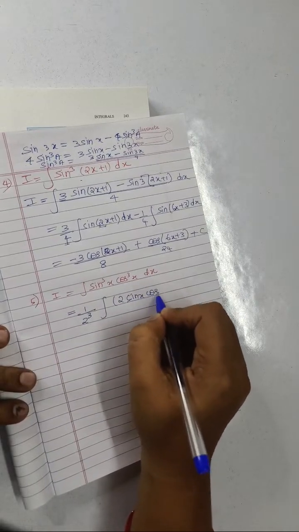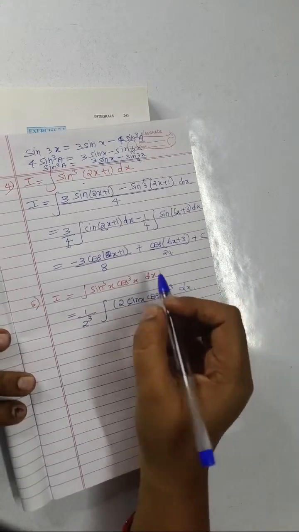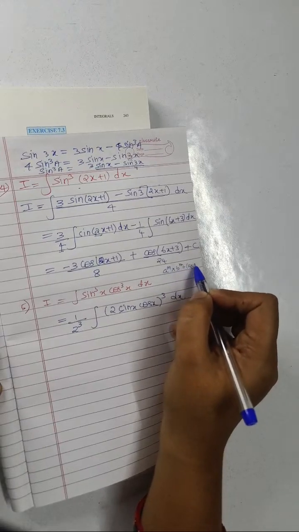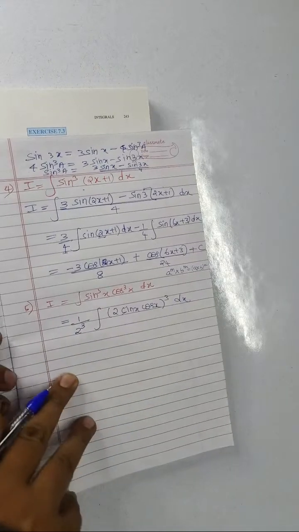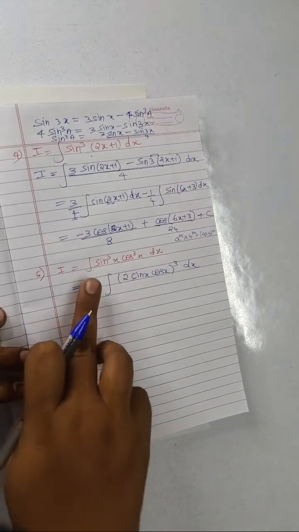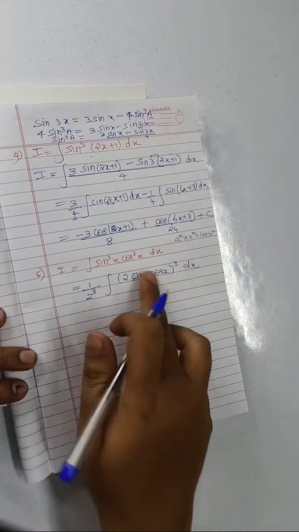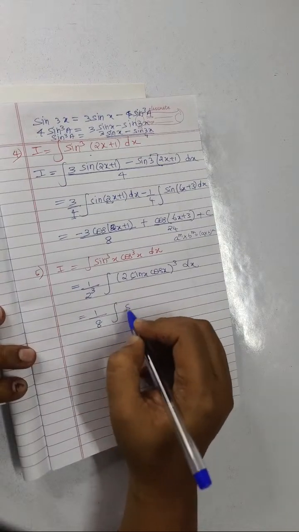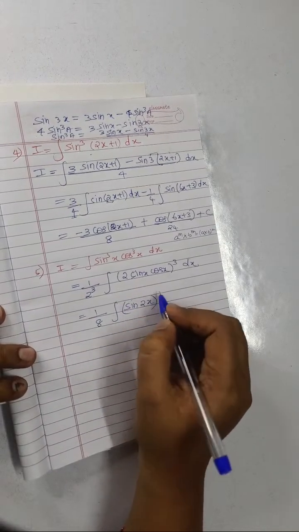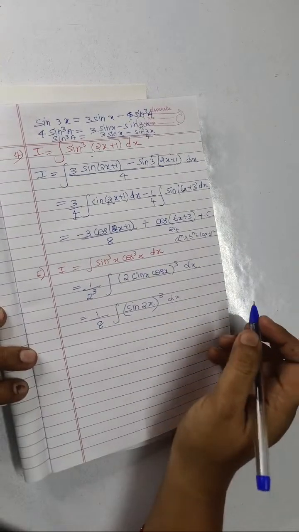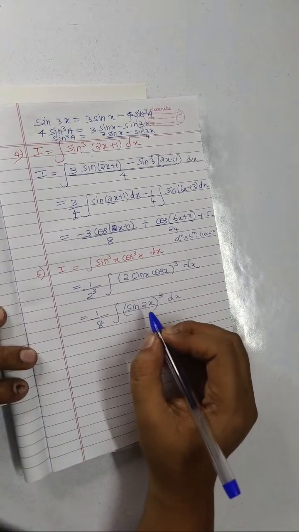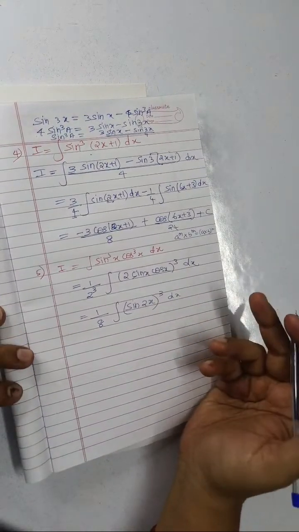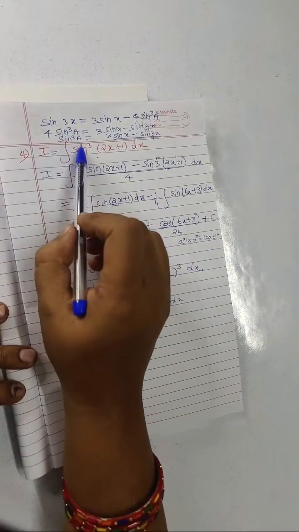So (2 sin x cos x) the whole power 3 dx, because we have the formula a power m into b power m can be written as (a into b) the whole power m. So that property we are using here, multiplying and dividing by 2 cube. 2 cube is nothing but 8, and 2 sin x cos x is the sin 2x formula, and you have power 3. Either it is sin cube 2x or sin 2x the whole cube. Both mean the same thing.